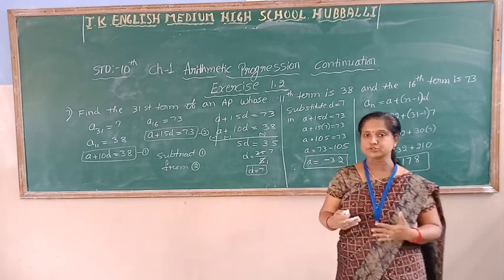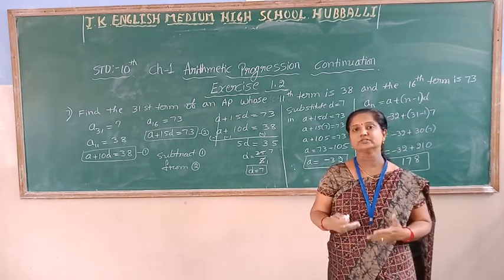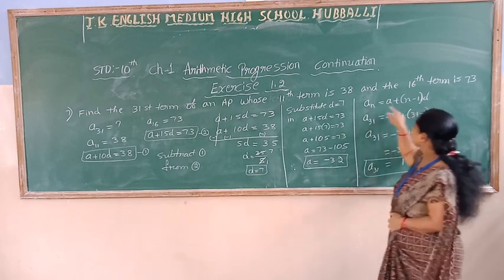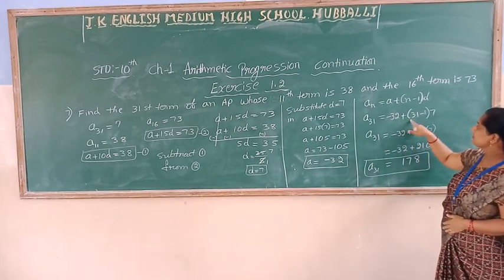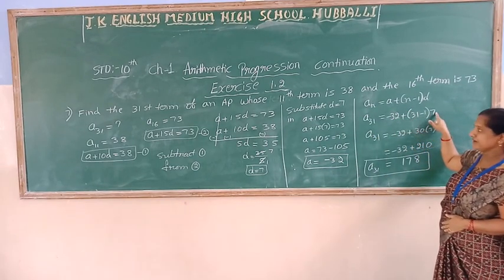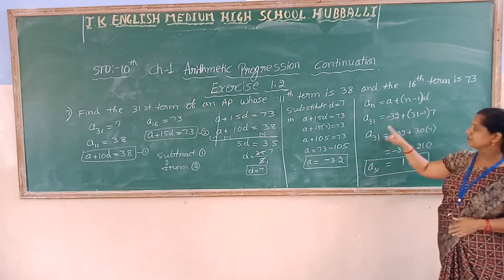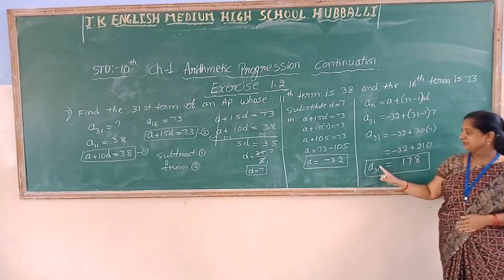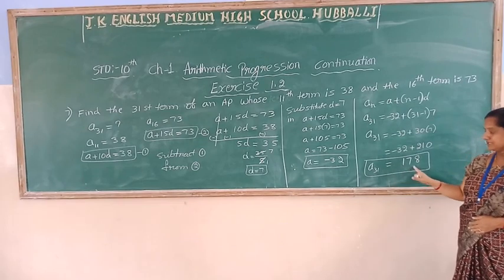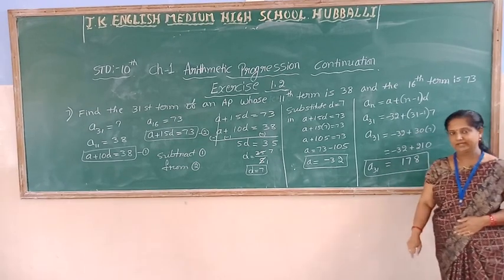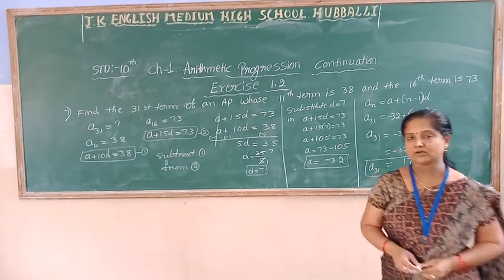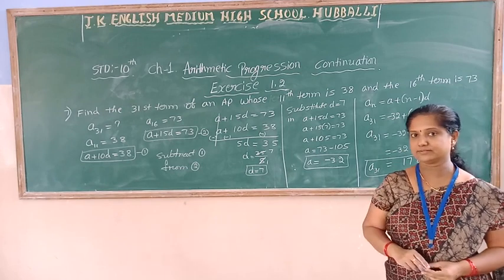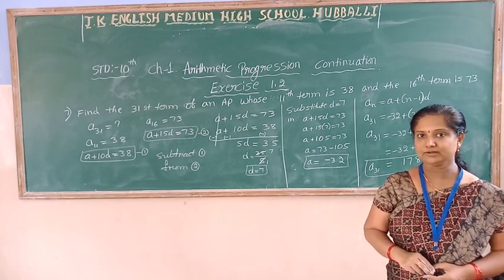What did they ask us to find? They asked us to find the 31st term, that is A31 is equal to minus 32 plus 31 minus 1 into 7. Substitute the D value and A value and simplify, you will get the 31st term is equal to 178. Okay? Copy down this question and solution. Copy down in your notebook.